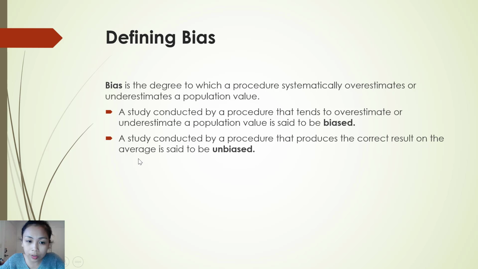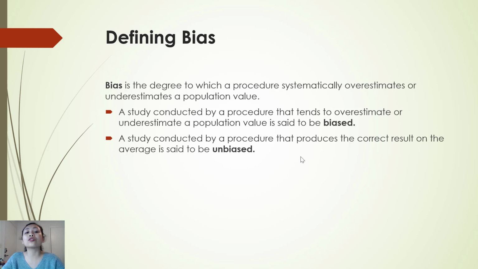Here I want to stress one phrase, on average, because if you take only one sample, usually one sample cannot give an estimate that is exactly equal to the true value. It's almost impossible. So here we need to collect a large number of samples, then we take the average. If the average is the same as the true population value, then that is an unbiased study, otherwise it's a biased study.